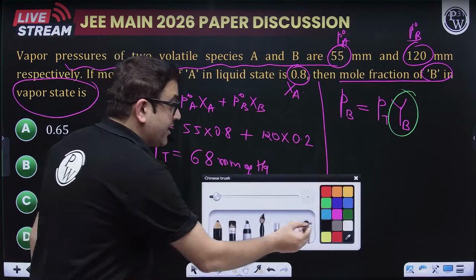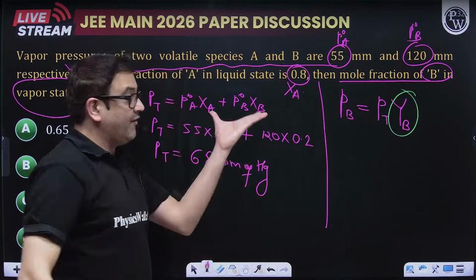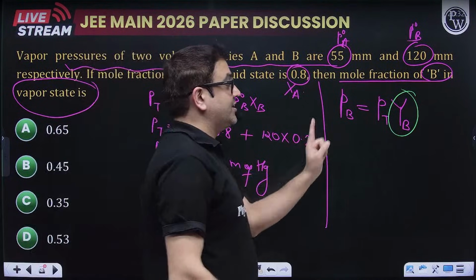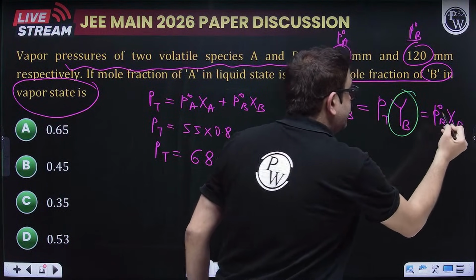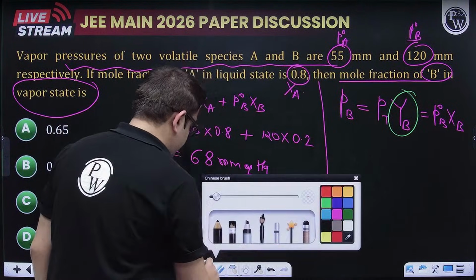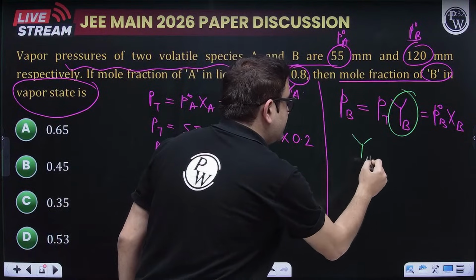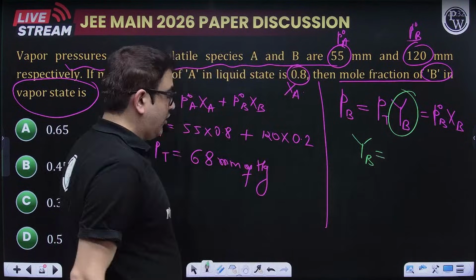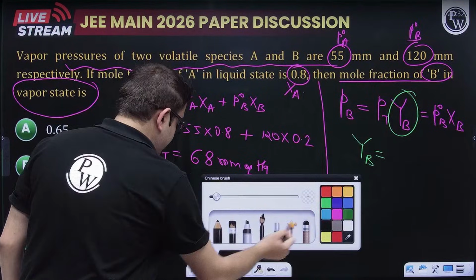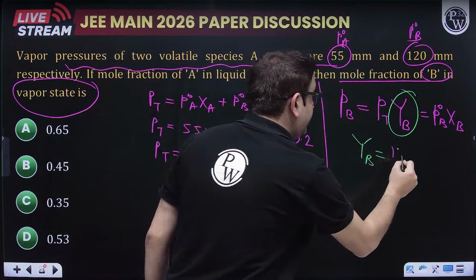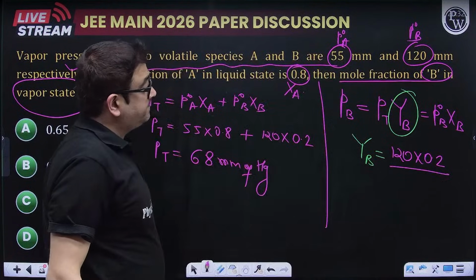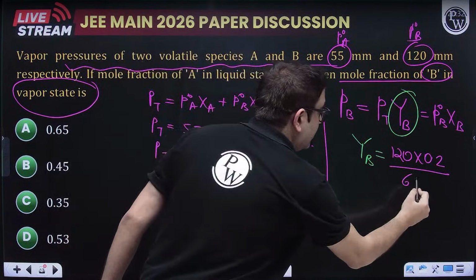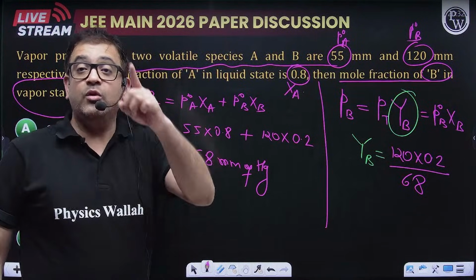And from Raoult's law, what do we know, which we have already done? The partial pressure of B is equal to P naught B into XB. Now it is just a matter of calculation. So this YB will be equal to P naught B, which is 120, into XB 0.2, upon P total. What is P total? It is 68. Now do the math.